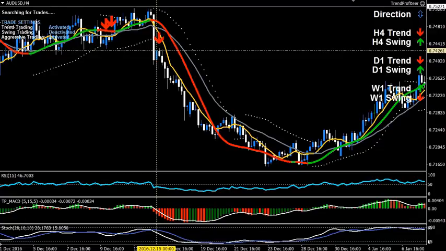And that concludes this example of a trend trade sell as an aggressive trade type on the 4-hour time frame.